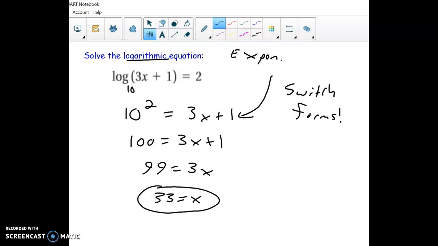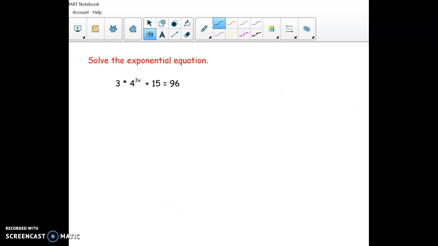Okay, and that's why that is so important. I feel like if you can get switch forms, right? Once you get here, this is pretty straightforward. It's just getting the switch forms part. All right, let's just keep doing some practice problems.